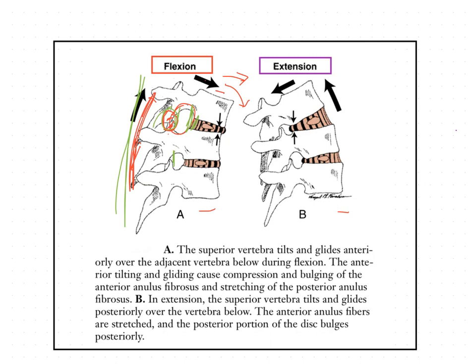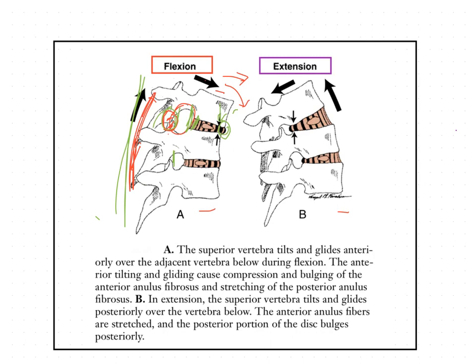Okay, all these things happened on the posterior aspect. What actually happens at the anterior aspect? So here, the discs influence flexion because the anterior portion of the annulus fibrosus is going to compress. Here you can see, on the anterior aspect, there is a bulging of the disc that we can observe, whereas the posterior aspect of the annulus fibrosus is going to be stretched. So these are the things that happen during flexion.